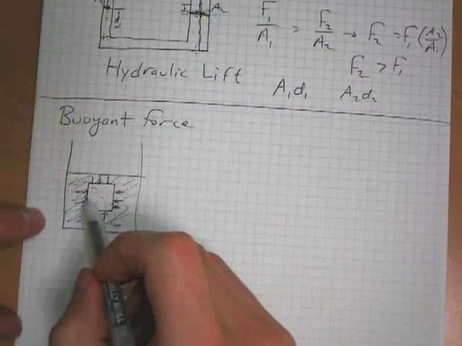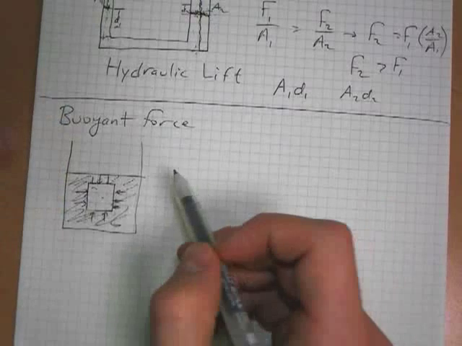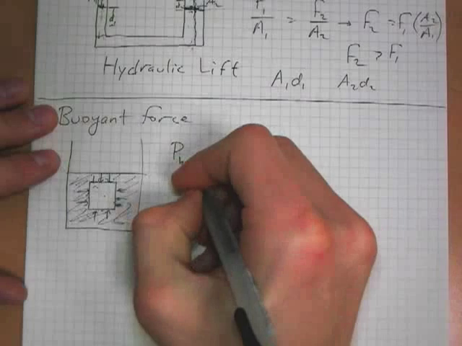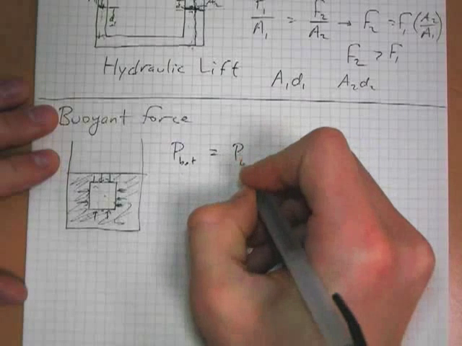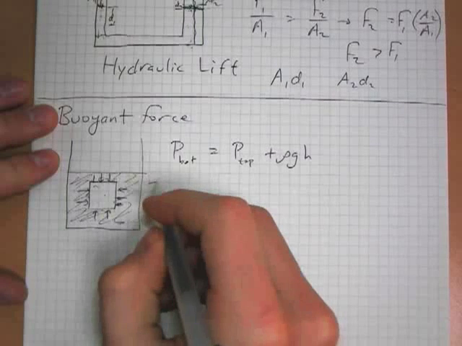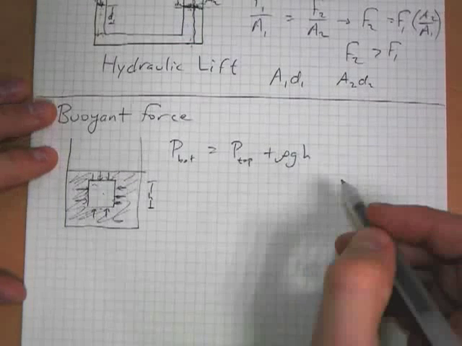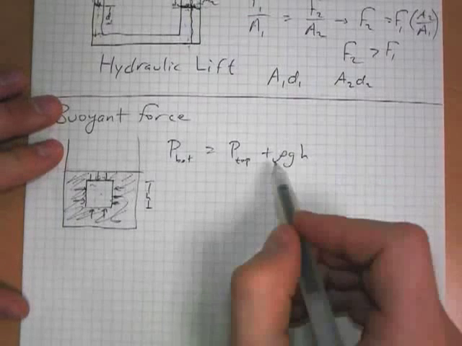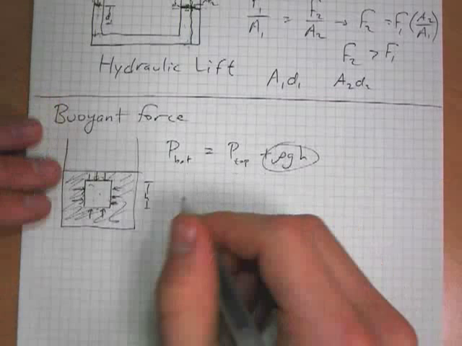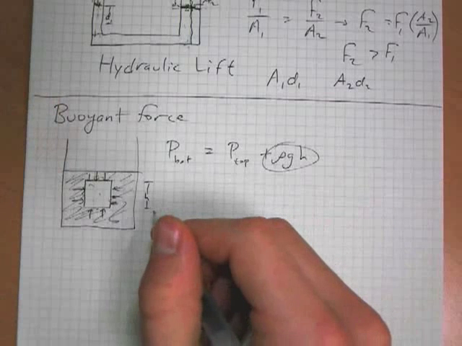The pressures on the sides cancel out, but on the top and bottom, we know that the pressure on the bottom is equal to the pressure on the top plus rho g h, because there's a height difference between the top and the bottom. And this rho g h, this pressure difference, gives rise to what we call the buoyant force.